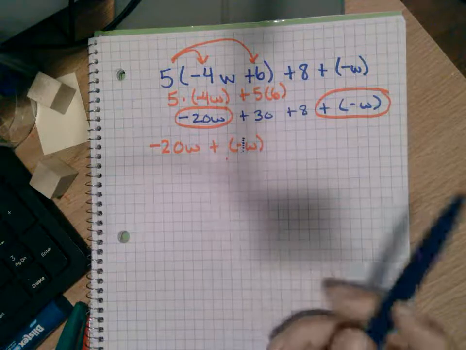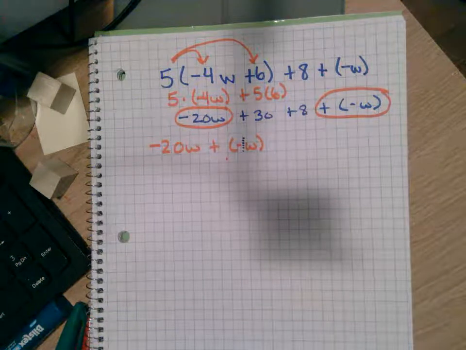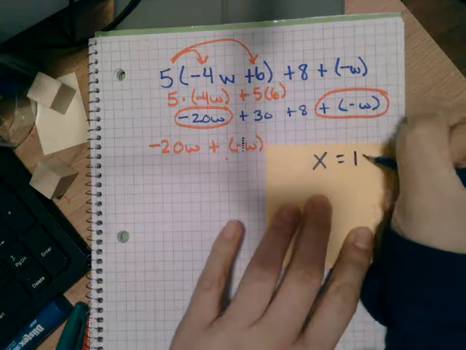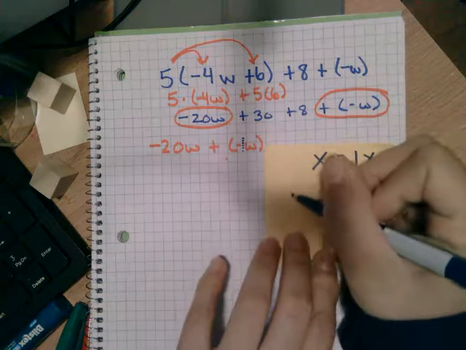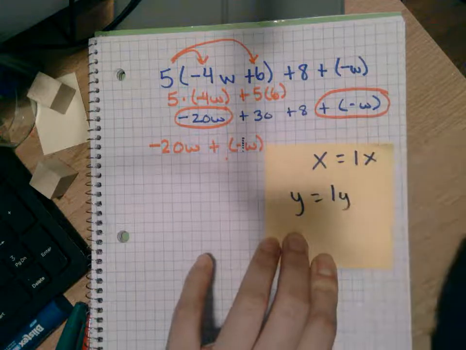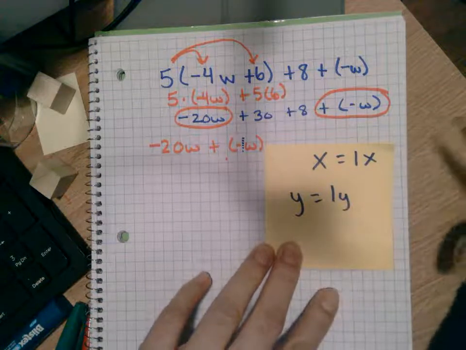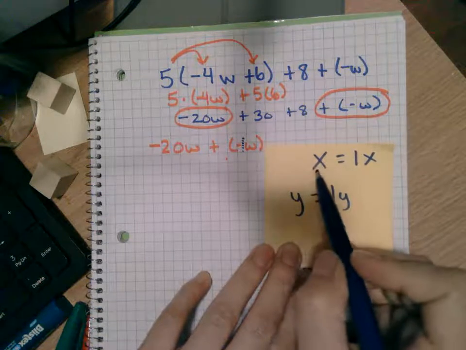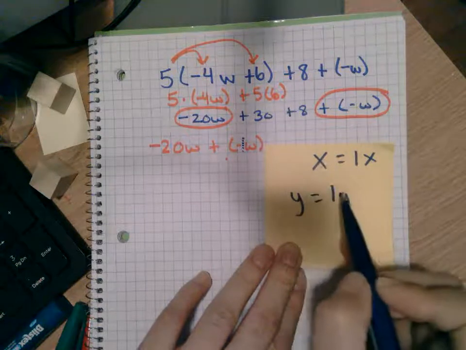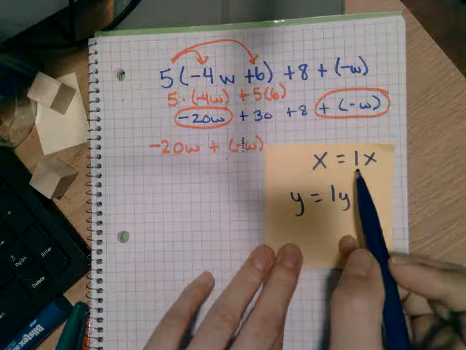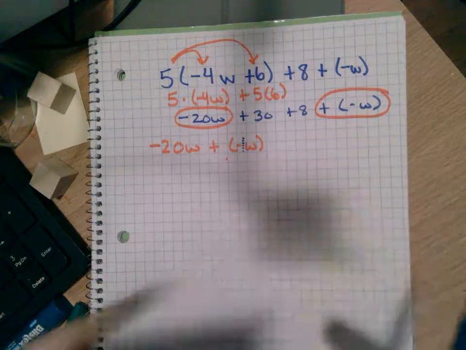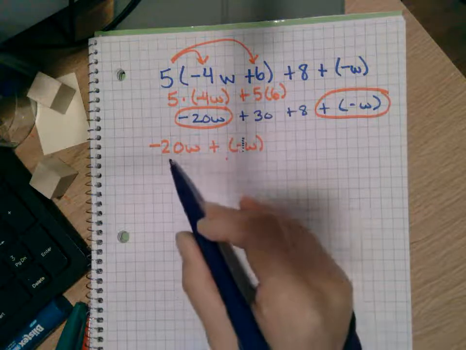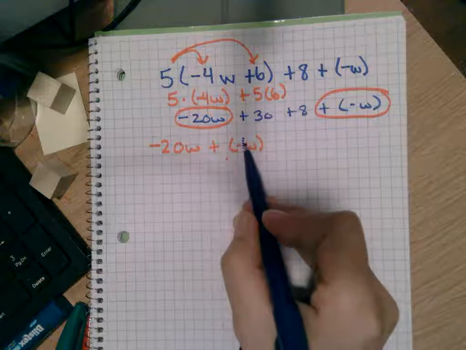But every time you see just a variable by itself, like side note over here, if you have an x, it's really 1x. If you have any letter y, it's really 1y. Okay, but in math, we don't really write the 1, right? It's invisible, but it's there. It's like we're saving our ink, okay? So here, it would be a negative 1 because there was a negative. So what is negative 20w plus negative 1w?